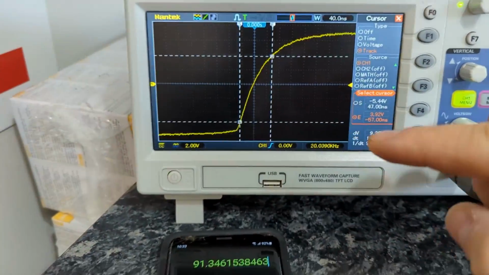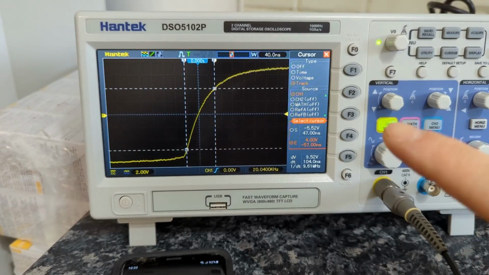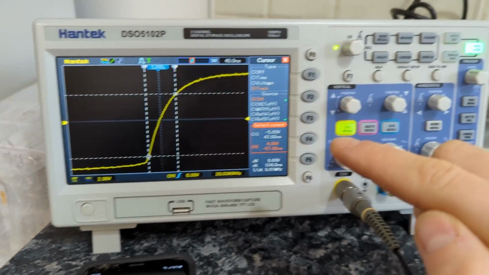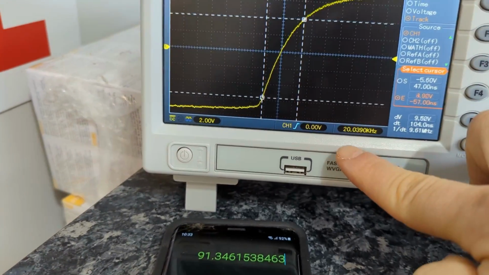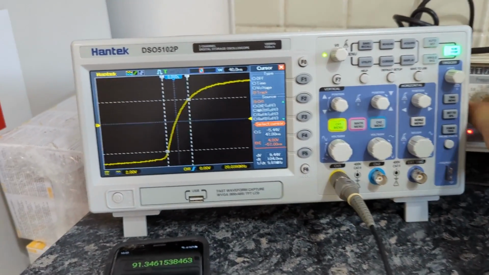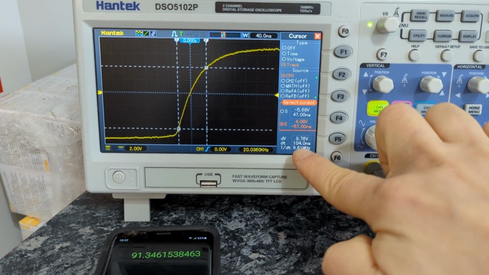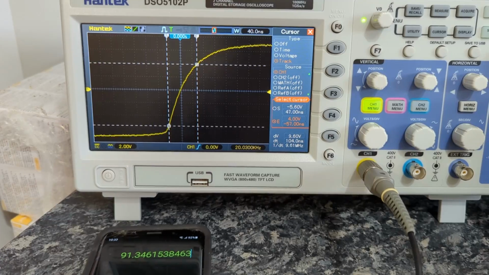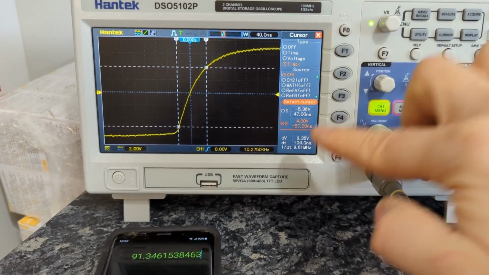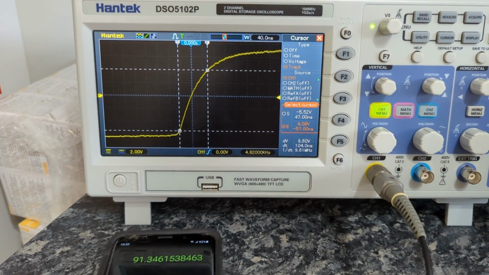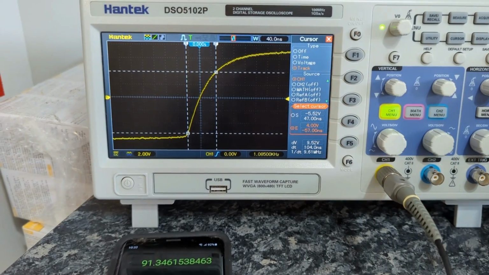Now, what does the slew rate depend on? The slew rate does not depend on frequency. Let me show you. With this generator, I'm set at 20 kilohertz, and with this dial, I can change the frequency. So watch these numbers. If I reduce the frequency, you see 18, 13, 10, here 7. The frequency reduces, but these numbers don't change at all.